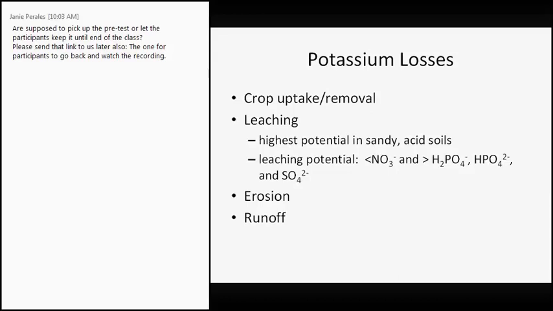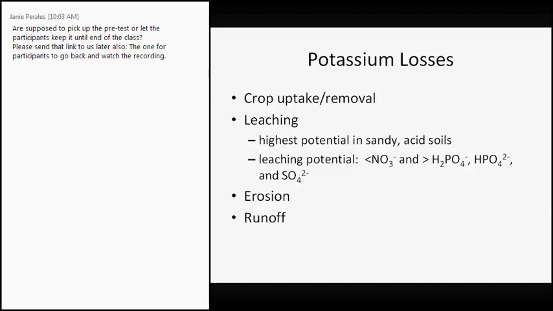Well, where's the potassium end up in here? Well, it's usually somewhere around the sulfate as far as its leaching potential. So even though it's a cation, it still has a leaching potential that's very similar to sulfate as an anion. We do have a high potential for erosion, again, because it adheres to the cation exchange capacity on the clay particles and on the organic material.